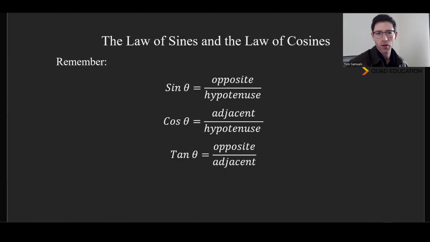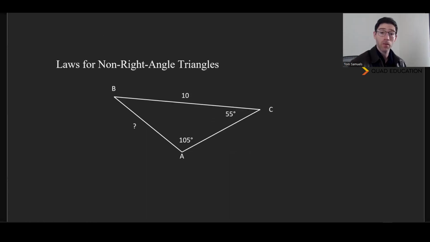Okay, law of sines and cosines. First up, here are all those basic right-angled trigonometry identities from the last video: sine, cosine, tangent, SOHCAHTOA. Remember that these are specifically for right-angled triangles, which is specifically not what we're going to be doing today, so keep that in mind.